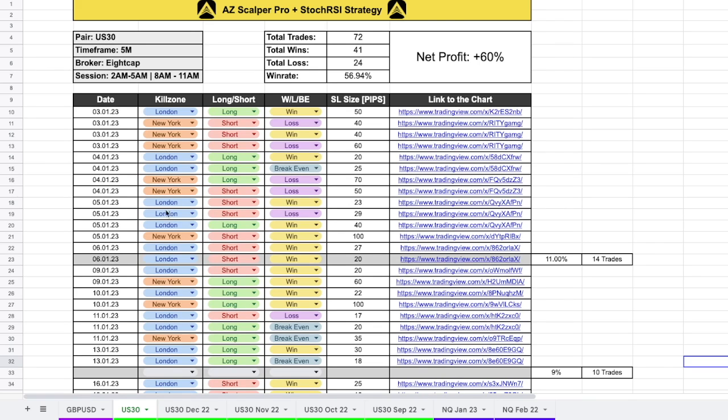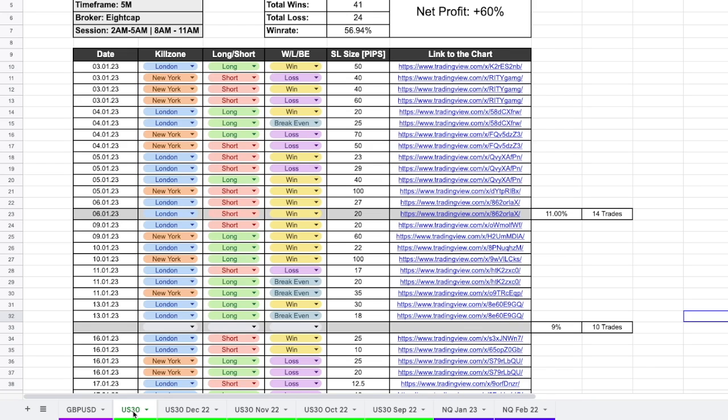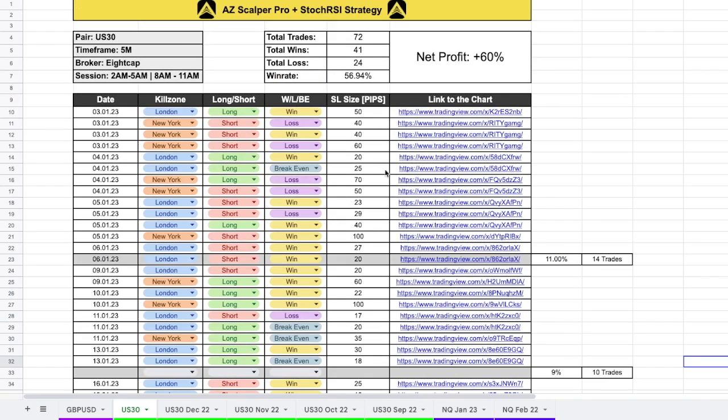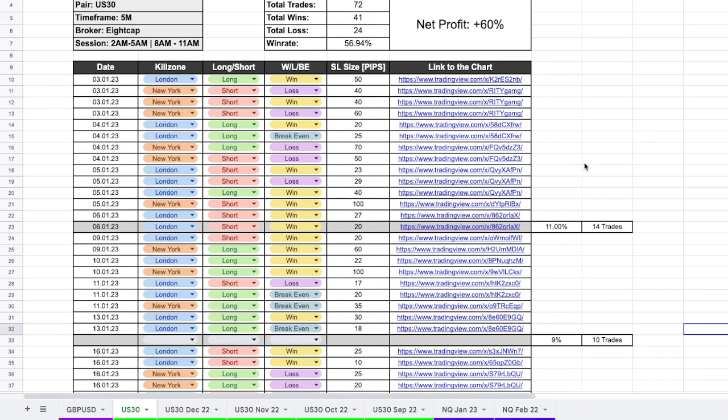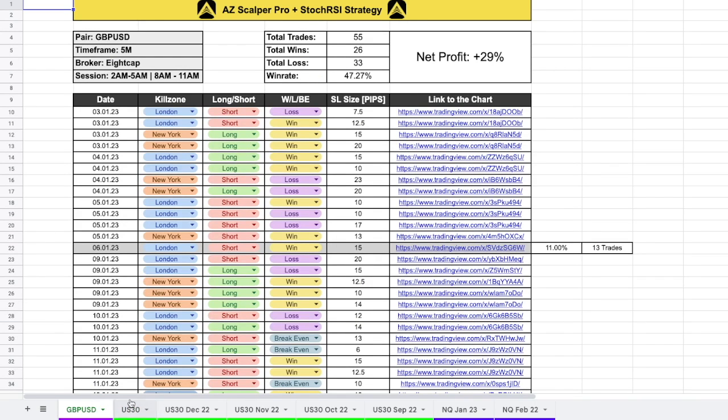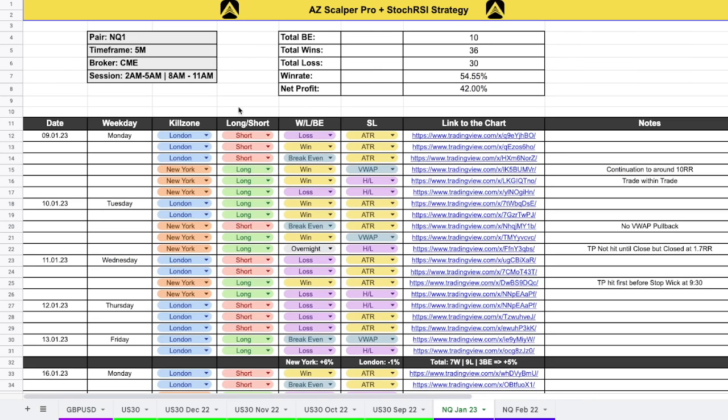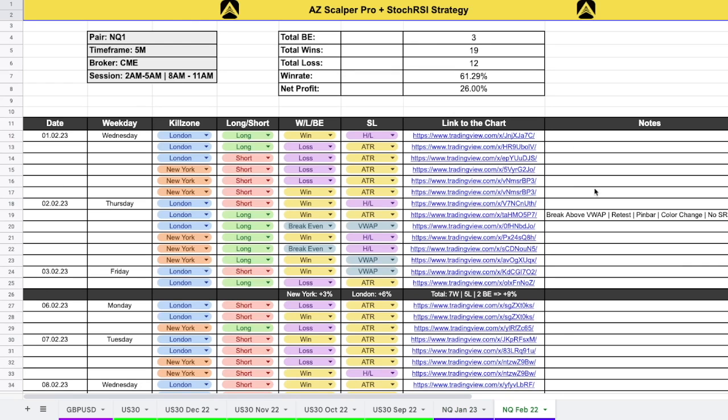We have all the backtesting results for US 30 starting from February 2023 going all the way back to September 22. So enough backtesting results backed here on our Google spreadsheet. I'm going to be adding more and more backtesting results over time. We also have backtesting results on the British pound US dollar for the month of January, and also for all the future traders out here, backtesting results on Nasdaq during January 2023 and February.